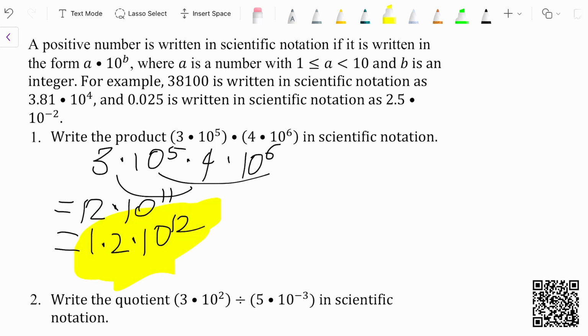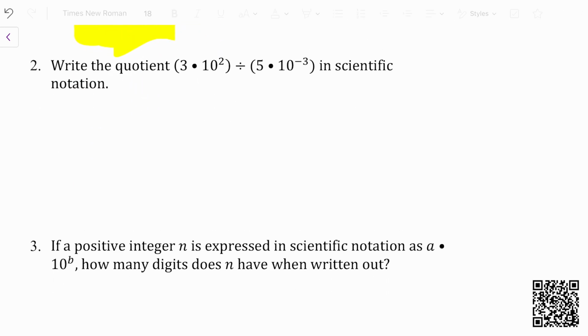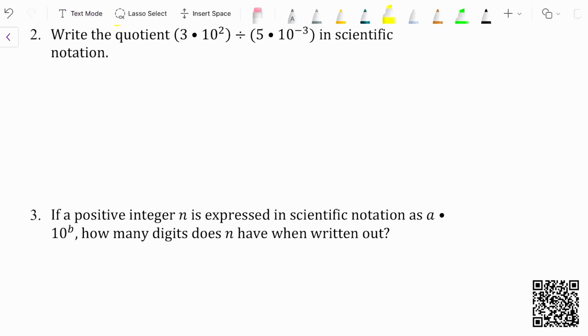Yay! Oh, wait. Okay, I'm just going to use yellow to highlight the answers from now on.